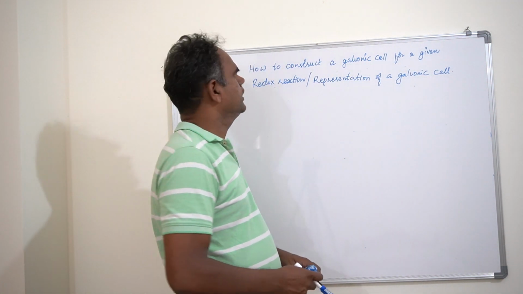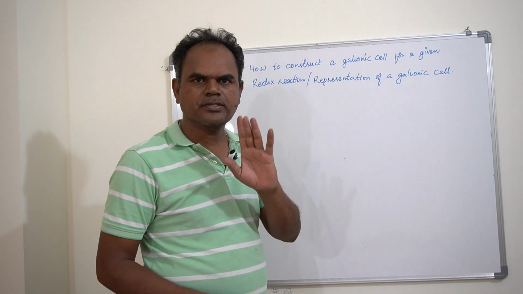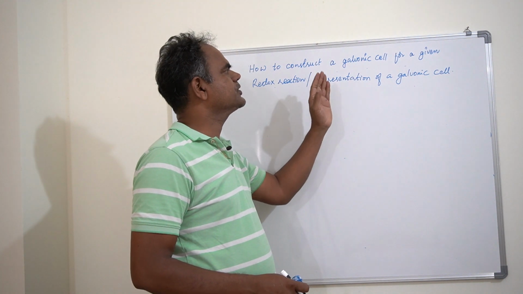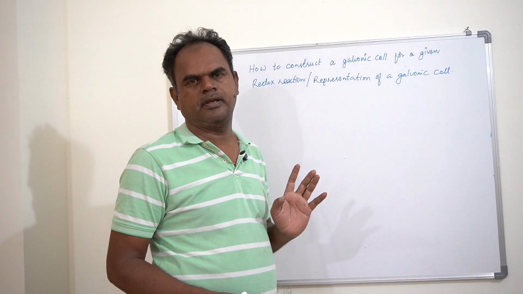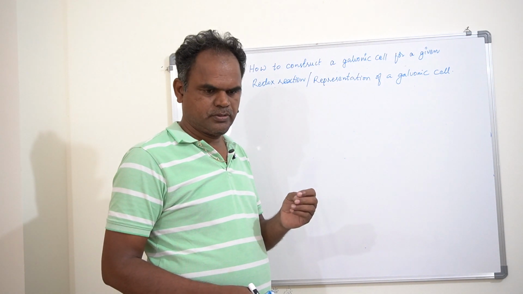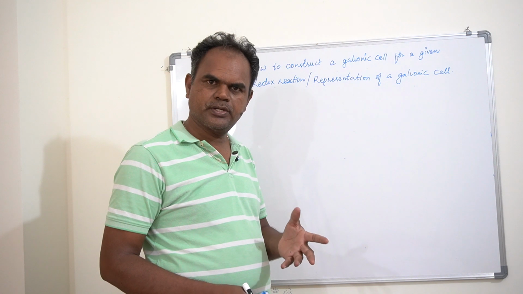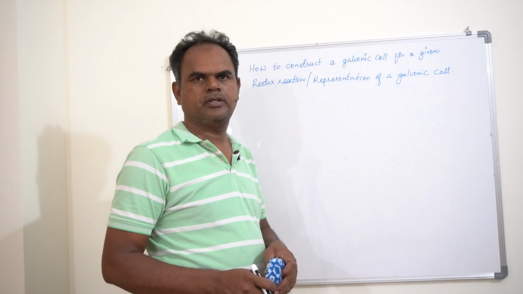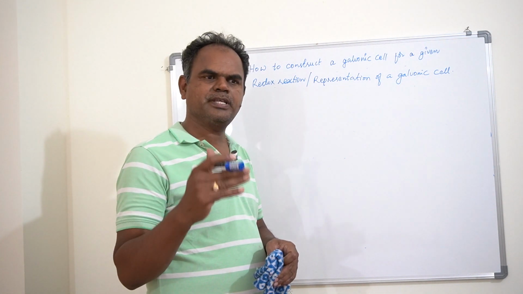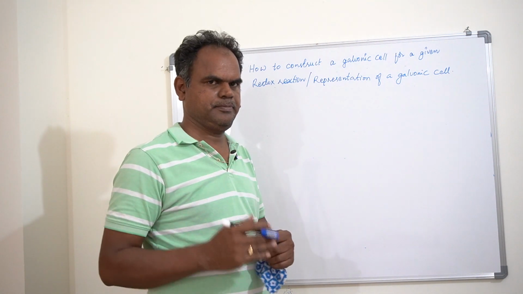In this video I'm going to discuss how to construct a galvanic cell for a given redox reaction, and also we discuss representation of a galvanic cell, or what we call cell notation. Sometimes students get confused writing cell notation for a given redox reaction. In this video, I'm going to explain in detail how to represent a galvanic cell for a typical redox reaction.